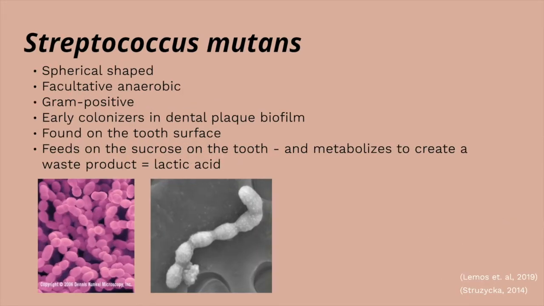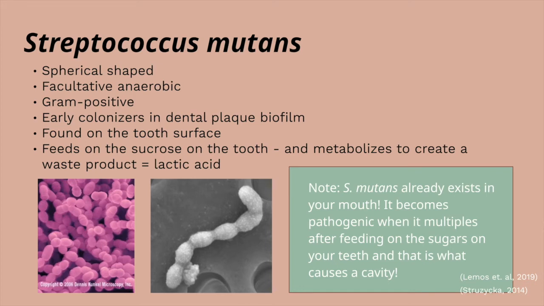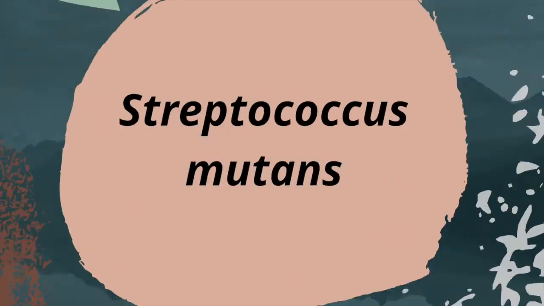S. mutans is a spherical-shaped bacterium which can survive with or without oxygen, which means it is a facultative anaerobe. It is also gram-positive and among the early colonizers in dental plaque biofilm. The Streptococcus species already exists in the mouth. It causes tooth decay when its numbers rise and there is an imbalance in the microbiota.